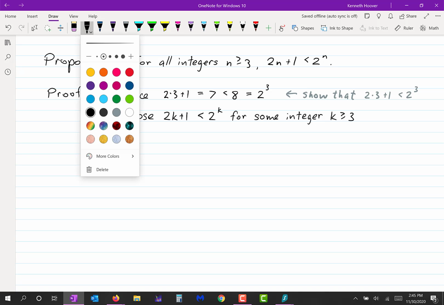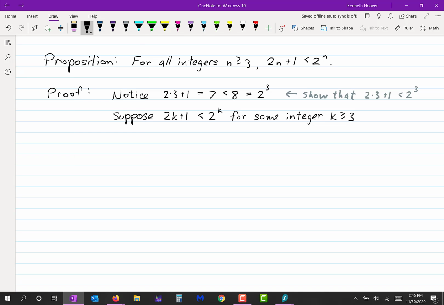And then our main part of the proof, then 2 times k plus 1 plus 1. And here's my goal, so I'll write it in gray. My goal is to show that that is less than 2 to the power k plus 1. That's our goal. So let's do some scratch work down there to see if we can figure that out.